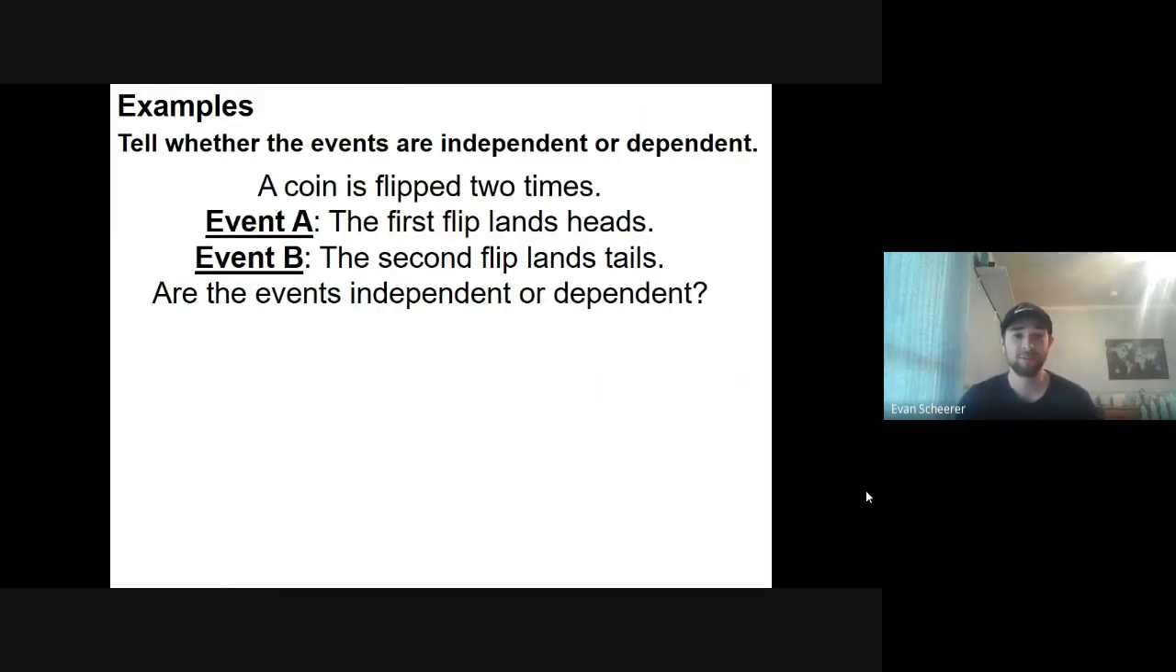Next, a coin is flipped two times. The first time lands heads and the second time lands tails. That's independent. The reason it's independent is just because you landed heads doesn't make it more likely to land tails. The second time, you just happen to land tails, right?